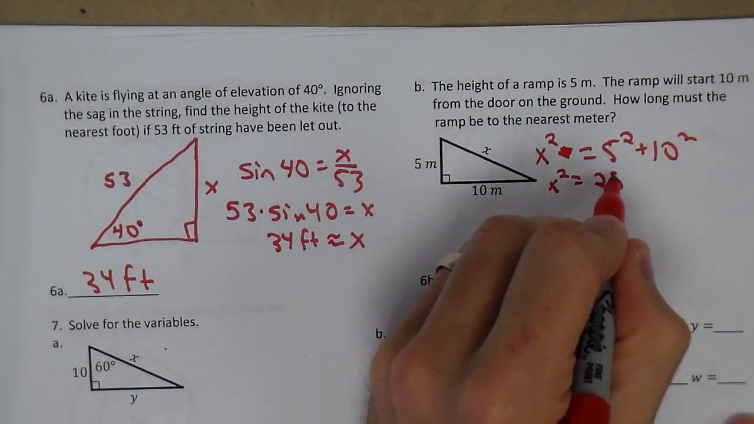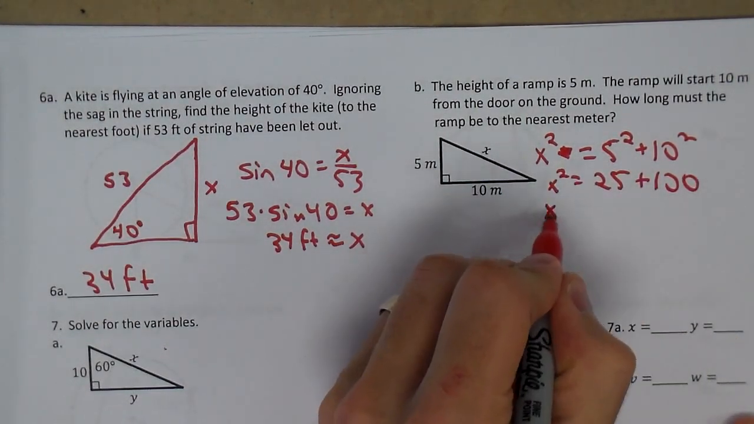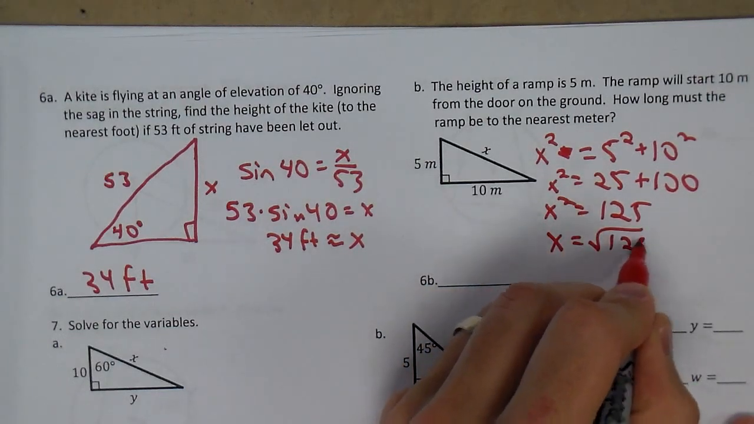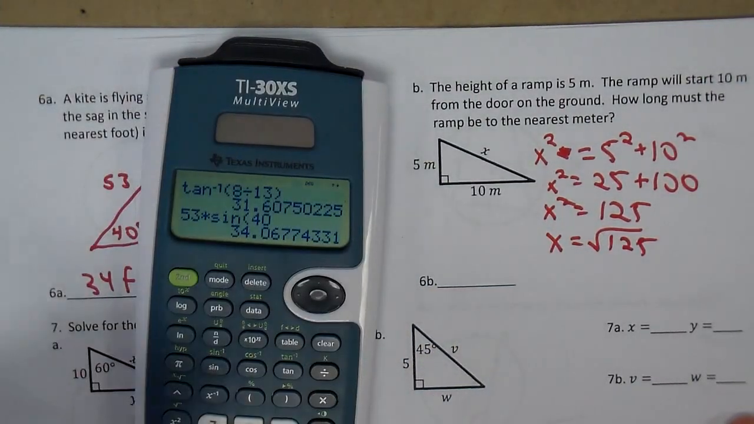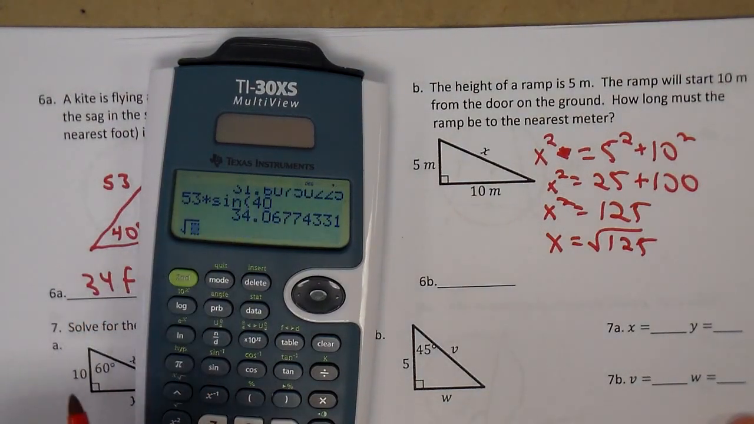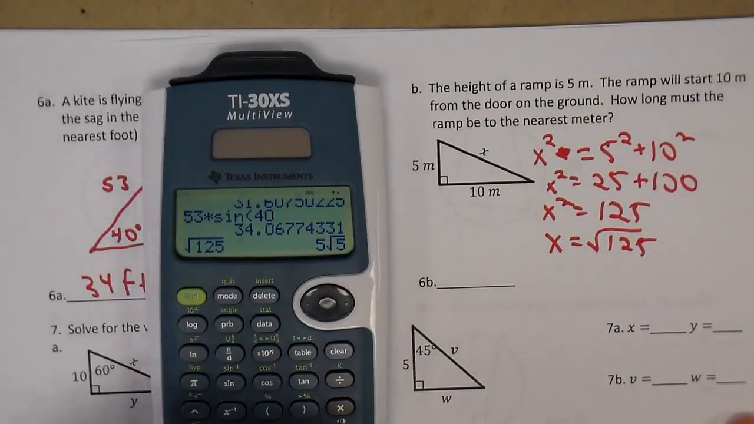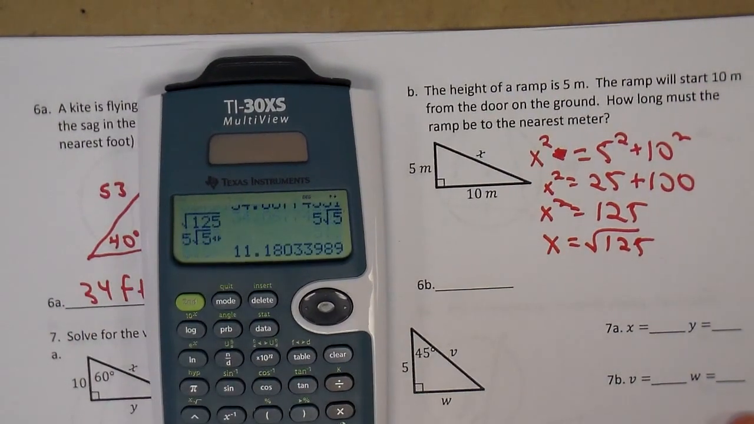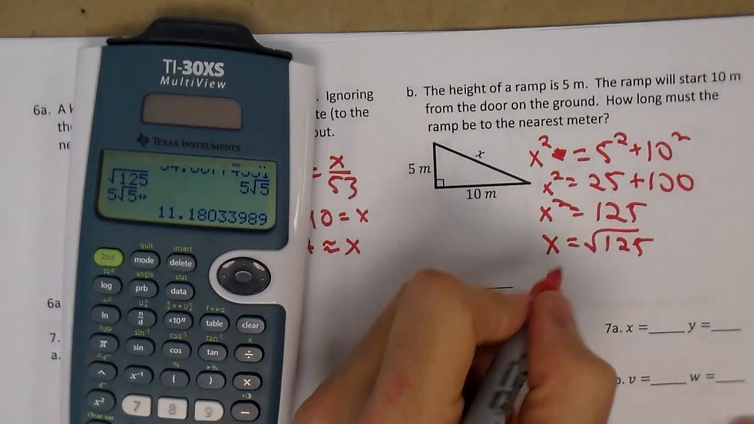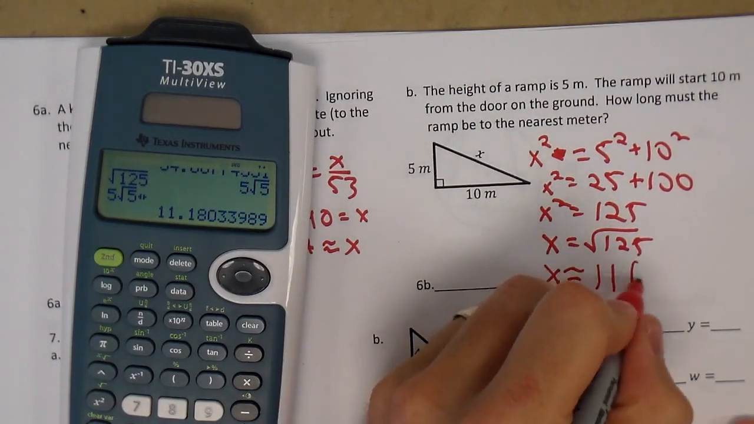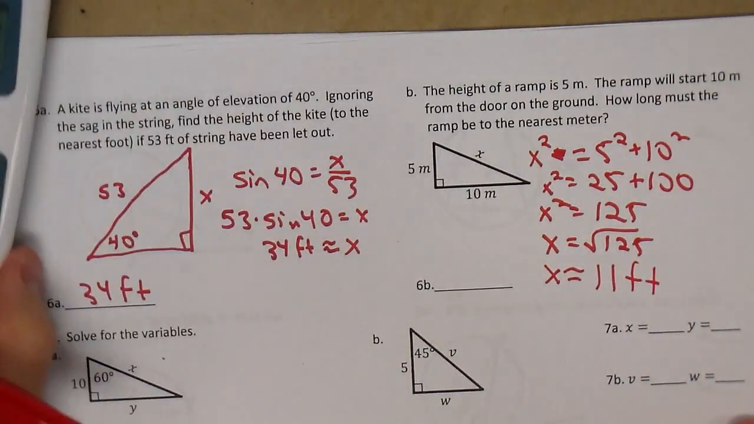X squared equals 25 plus 100. X squared equals 125. So I take the square root of 125. It doesn't want it in radical form, so I'm just going to do the square root of 125. It tells me 5 root 5. The calculator's nice, it gives them simplified. But then I just hit this button here, and it gives me a decimal. So that's going to be about 11.18. So we'll say it's about 11 feet.